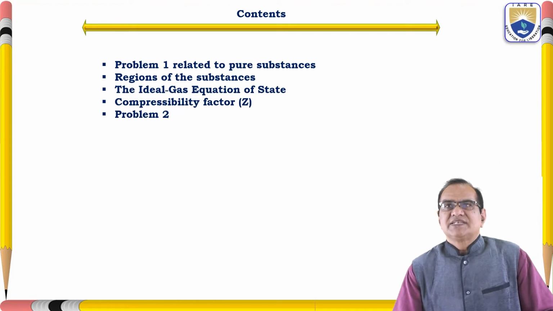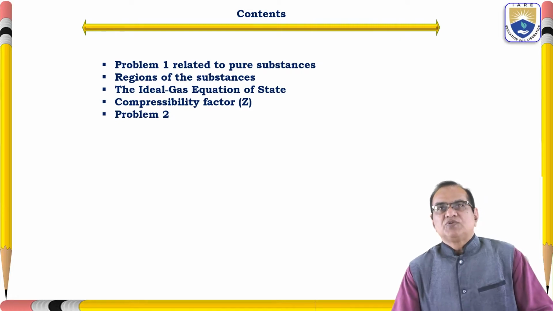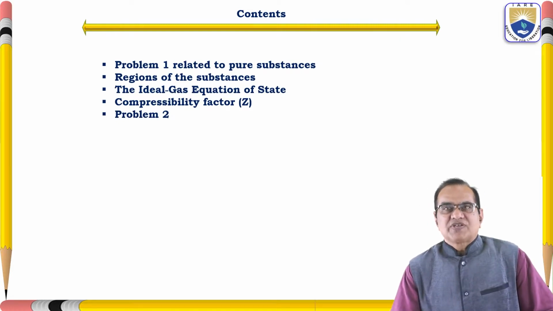In today's class, I am going to take two problems related to pure substances. That is problem 1 related to the pure substance. Then the next topics are regions of the substances, the ideal gas equation of state, compressibility factor, and next is problem number 2. So these topics I am going to take in the next 35 to 40 minutes.